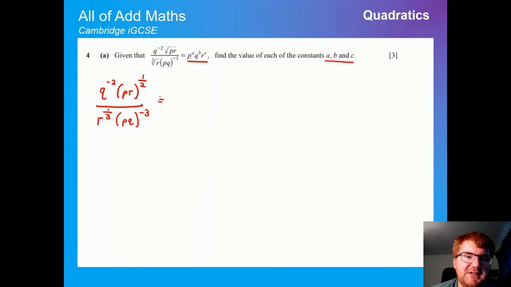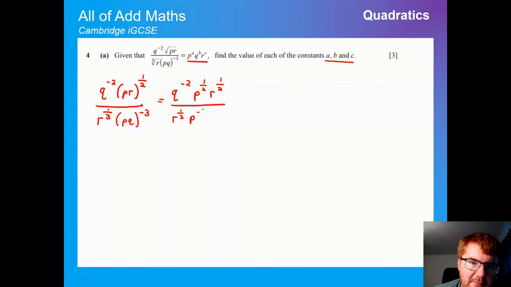My next stage is to expand out any brackets. So what do I mean by this? Well, pr to the power of a half can be represented as p to the power of a half, r to the power of a half. And likewise down the bottom, we have r to the power of a third, and this minus 3 applies to both. So we get p to the power of minus 3, and then q to the power of minus 3.